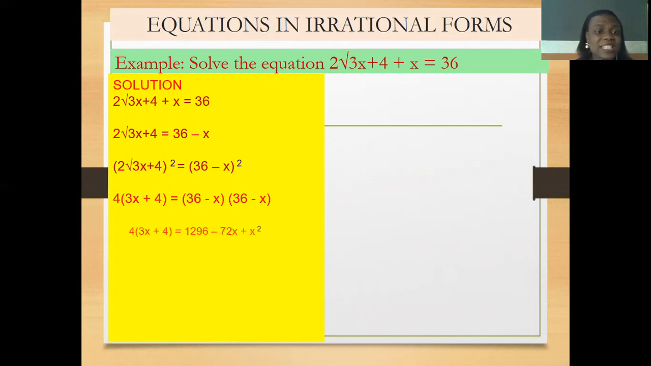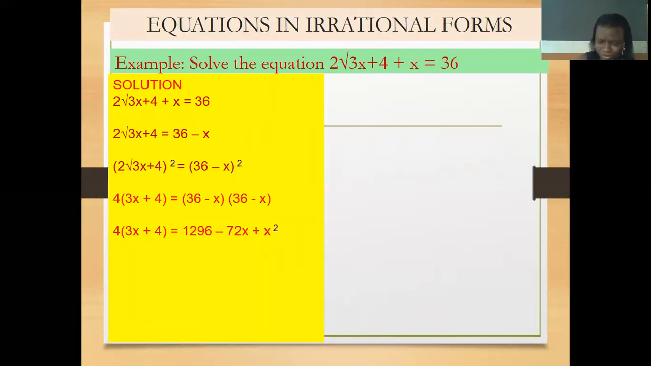So by the time we expand the right-hand side, we should have 36 times 36 should give us 1296. Then 36 times minus x gives us minus 36x. 36 times another minus x gives us, this is a perfect square, another minus 36x. So altogether that gives us minus 72x. Then minus x times minus x gives us plus x squared. So you should have something like this on the right hand side.